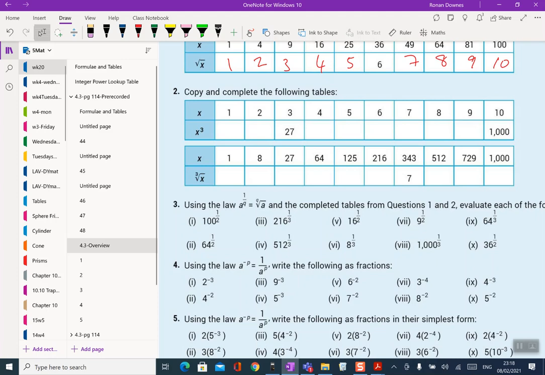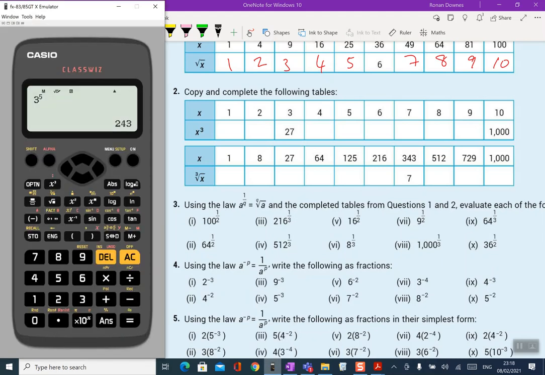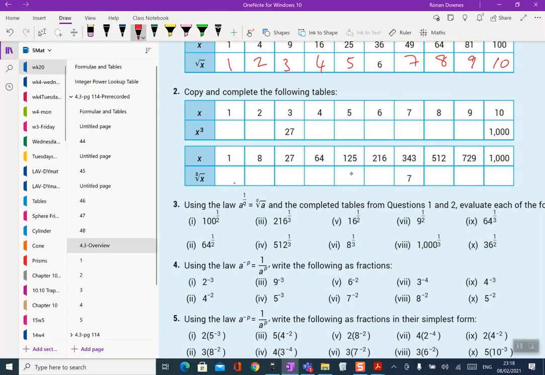Okay, cubing. Well, I know them off by heart, but you, I'm going to make a wild guess, mightn't yet. Let's use the calculator to calculate a load of cubes. Okay, into table, bring up a variable x and cube it. Okay, we'll run it from 1 to 10.